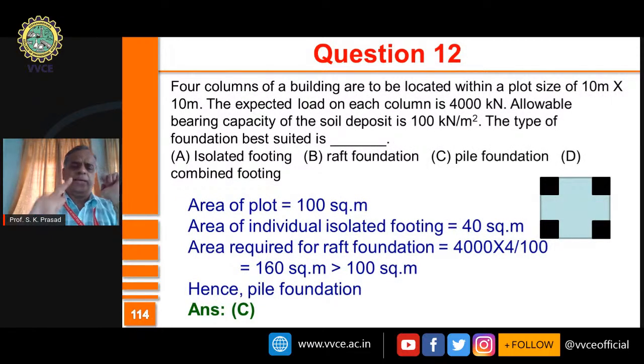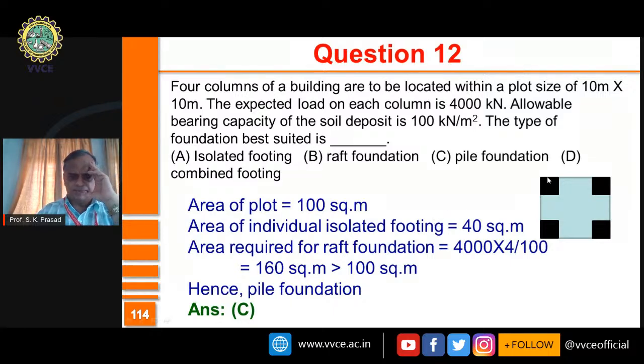So I had solved this problem earlier, but I just want you people to again understand. 4 columns of a building are located within a plot size of 10 meter by 10 meter. This is 10 meter, this is 10 meter, 4 columns. Expected load on each column is 4,000 kilonewtons. Allowable capacity of the soil is 100 kilonewton per meter square. What is the best possible solution?